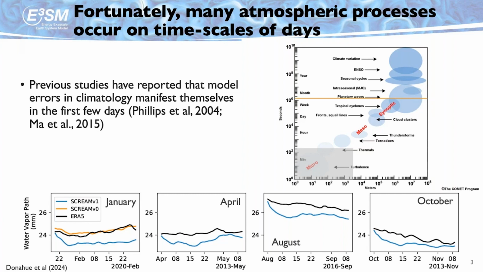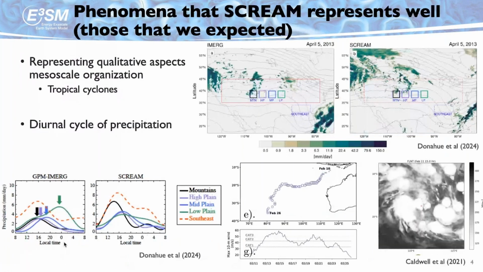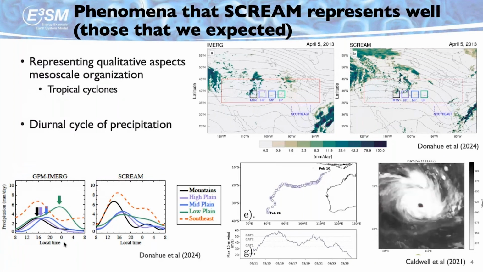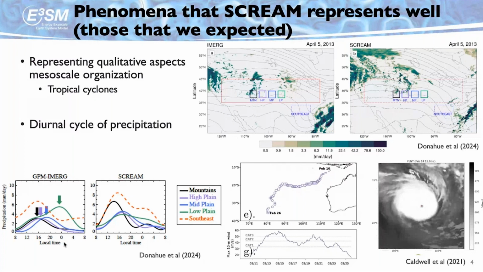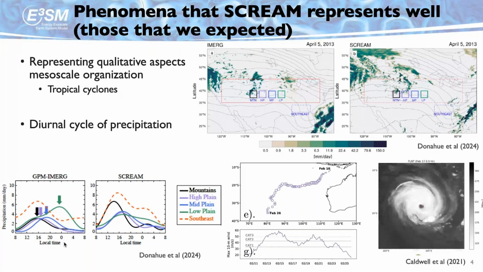SCREAM's atmospheric phenomena and how it represents the climate. And so that's what I'll be talking about, starting off with the highlights in terms of the phenomena that SCREAM does represent quite well, and those that we actually expected, given its resolution and also the previous literature. And the first thing to note, the obvious thing to note, is that it represents the qualitative aspects of mesoscale organization that were previously unresolved quite well within the model.